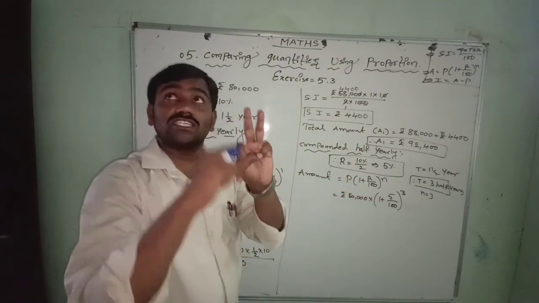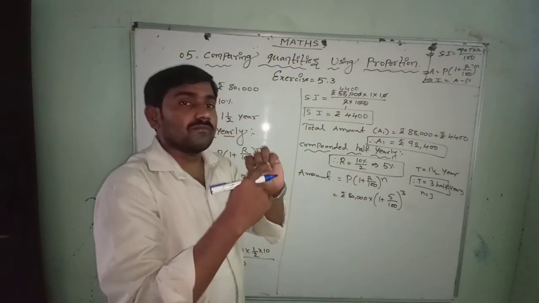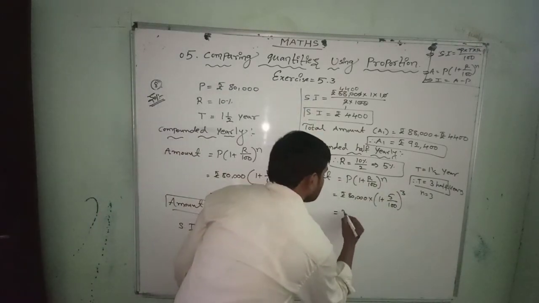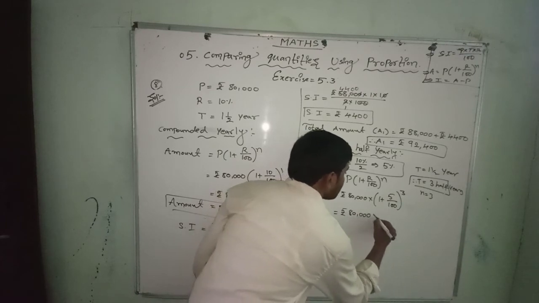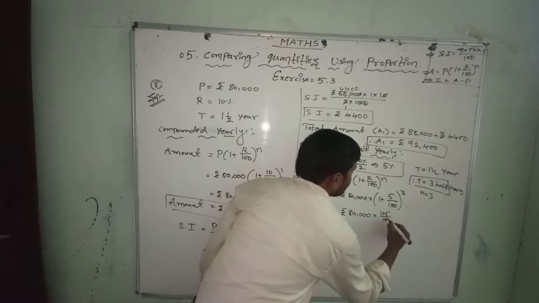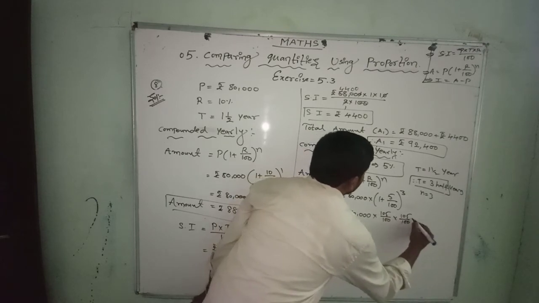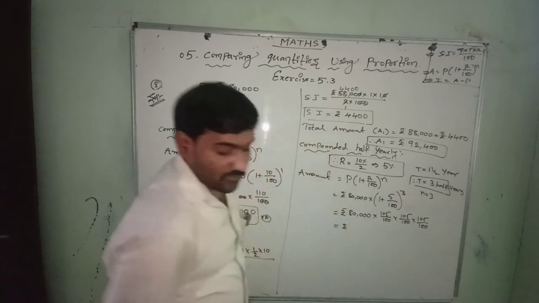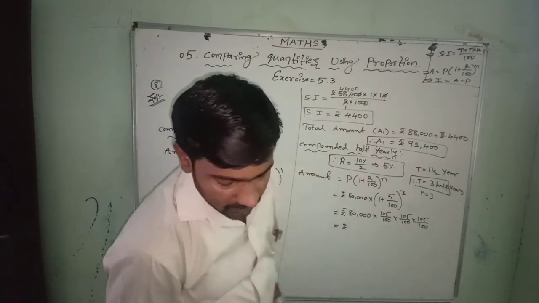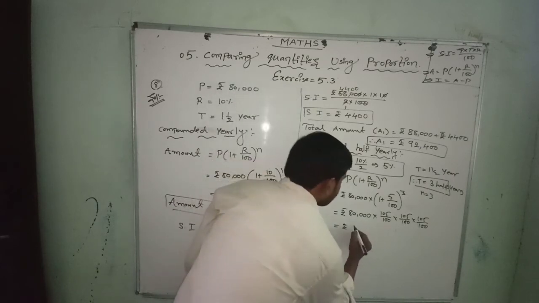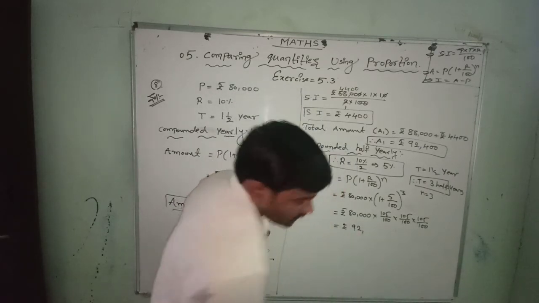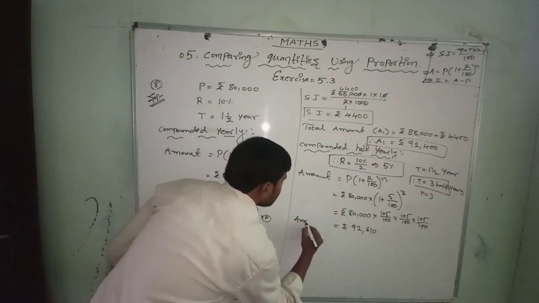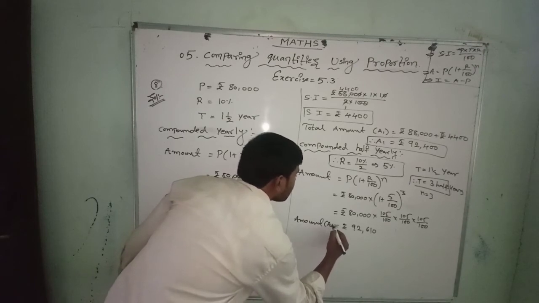In 1.5 years there are 3 half years: 6 months, 12 months and the next 18 months. So we use it like that. Rupees 80,000 into 105 by 100 into 105 by 100 into 105 by 100, since it is 3 times. Ultimately you will get 92,610 rupees. That is A2 here.